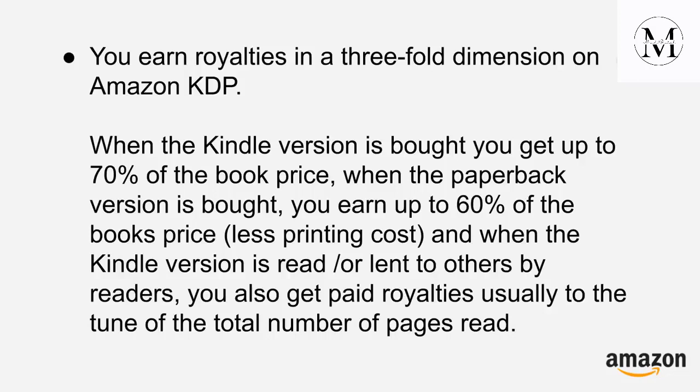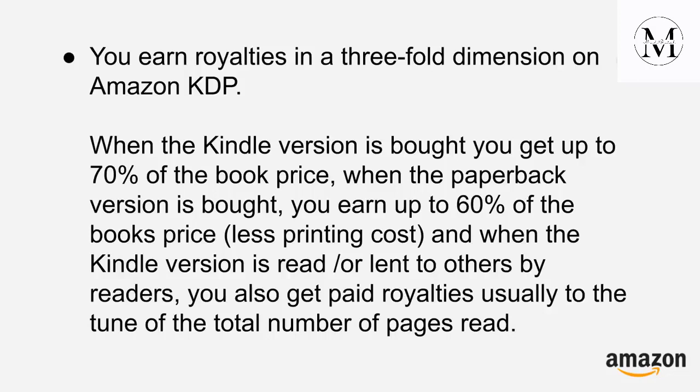Then the third way you earn royalties is through what is called KENP. Let me just explain it. What it means is that when your book is read on Amazon or lent by someone on Amazon, Amazon allows people who have what they call Kindle Unlimited accounts to read without buying the book directly. You can enroll your book for Kindle Select, KDP Select. When you enroll your book for KDP Select, your book becomes available for free to those who have Kindle Unlimited accounts. And this set of people can read your book without really buying it.